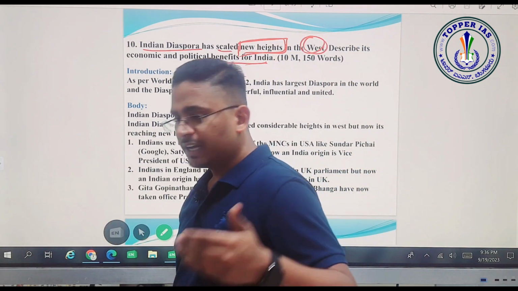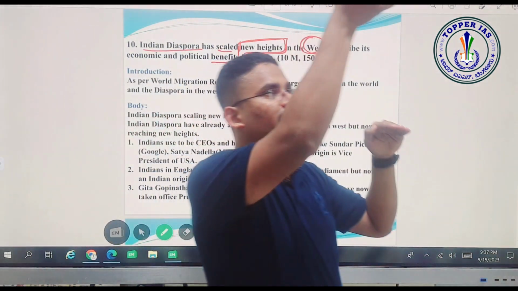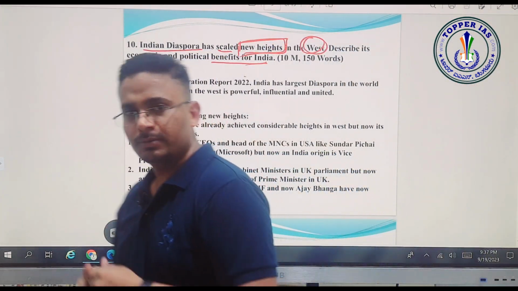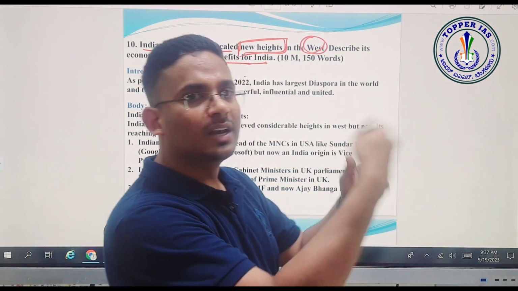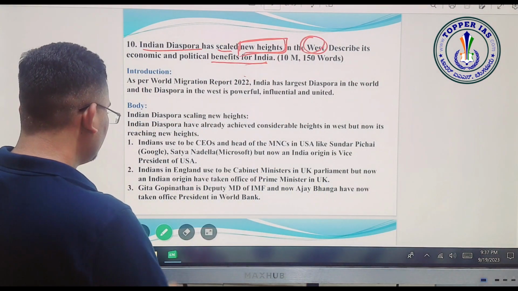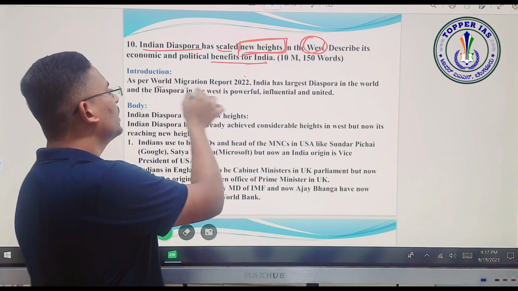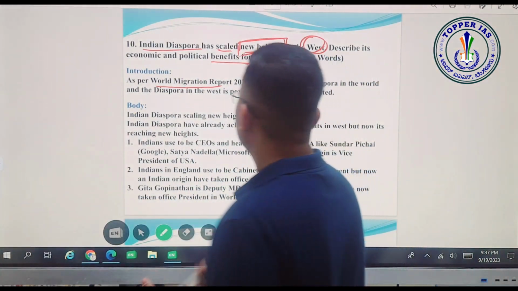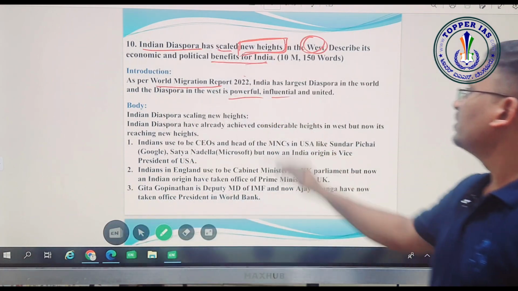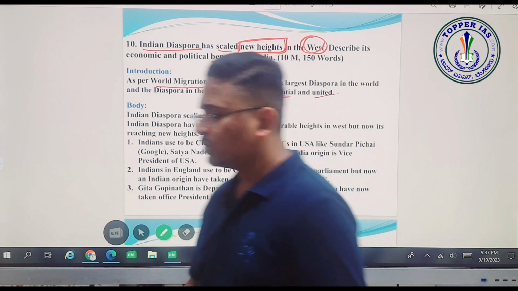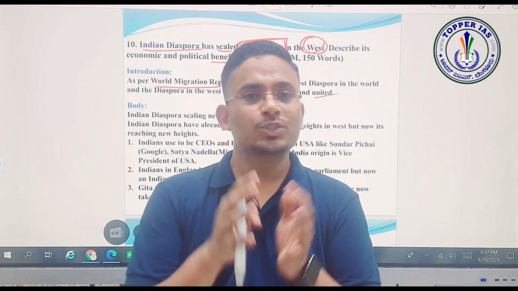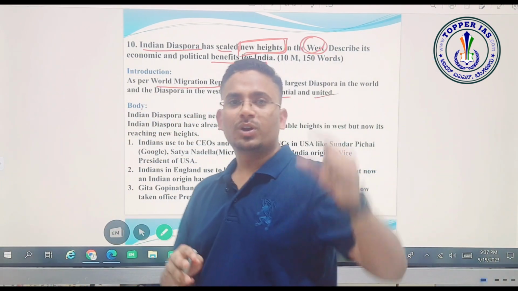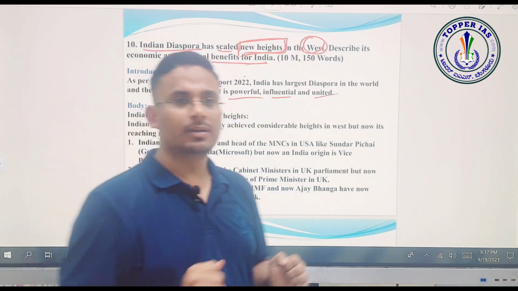That means certainly the Indian diaspora is already at some heights, and they are going for the next level. So first you have to say what heights Indians have already achieved, and what heights they are achieving now. Let me give an example. Before that, it will be fair to start something like this: according to the World Migration Report 2022, India has the highest diaspora in the world. And an important thing is they are powerful, influential and united. If you talk about the Indian diaspora in South Africa or other parts of the world, they are not that united or influential. But in the West, particularly in the UK and America, the Indian diaspora is powerful, influential and united.